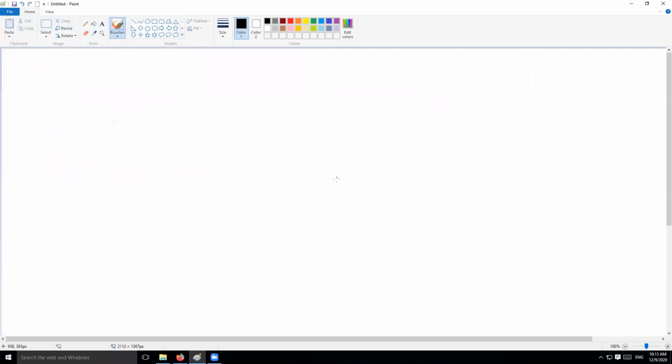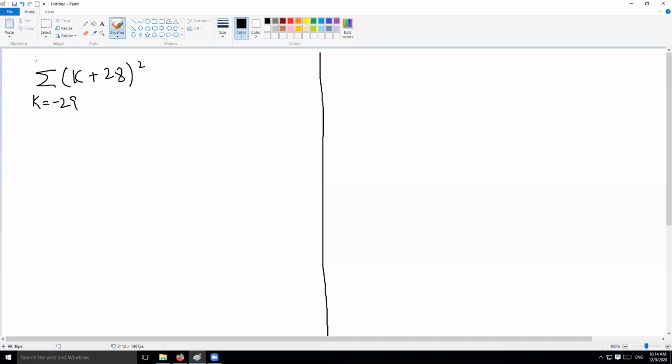Let me do one problem from exercise 4.2. It's an interesting problem. I have a sum of (k plus 28) squared, but the sum starts from k equal to negative 29 and goes up to n. So I want to find this sum.